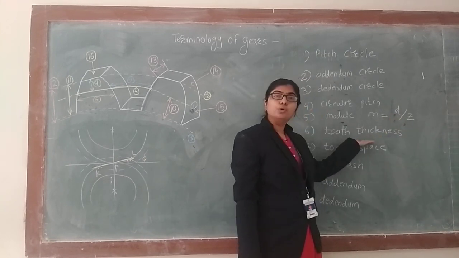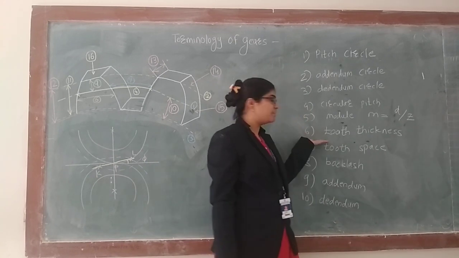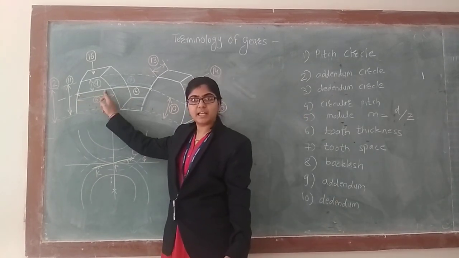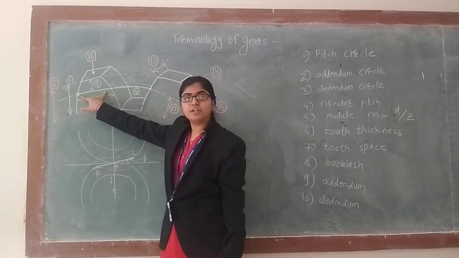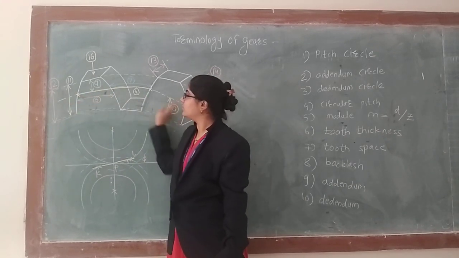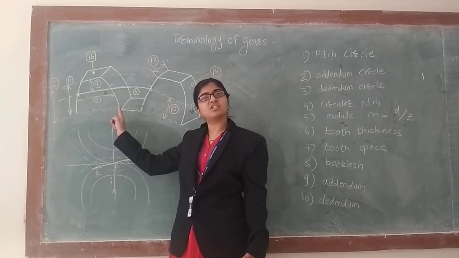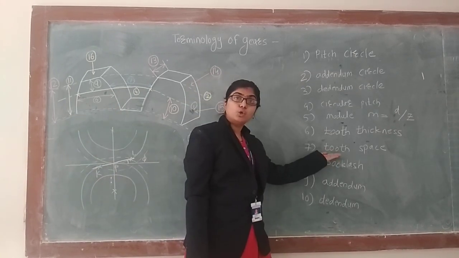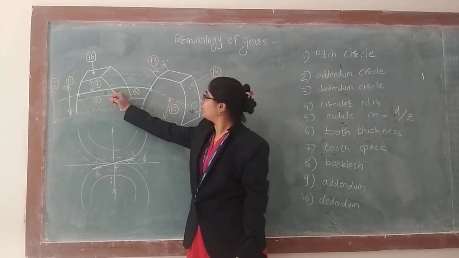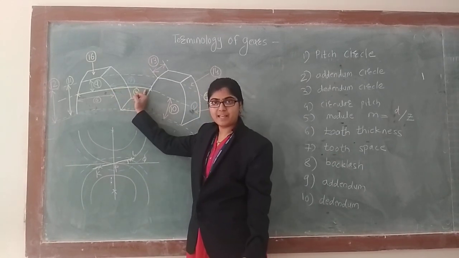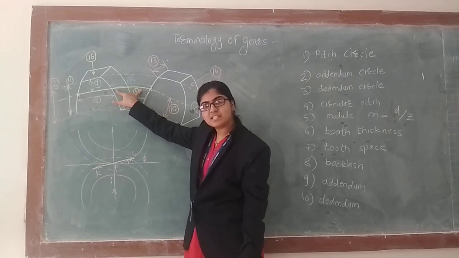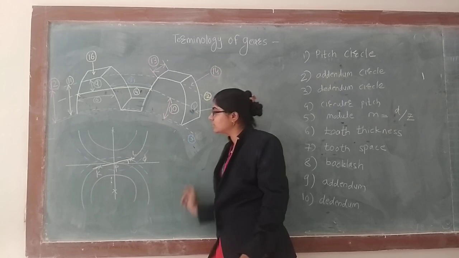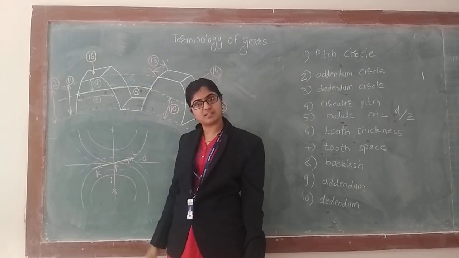Next is tooth thickness. This is number 6. Here it is indicated. Tooth thickness is the thickness of the tooth measured along the circumference of the pitch circle. Next is 7, tooth space. Here it is shown. Tooth space is the space between two adjacent teeth measured along the circumference of the pitch circle.